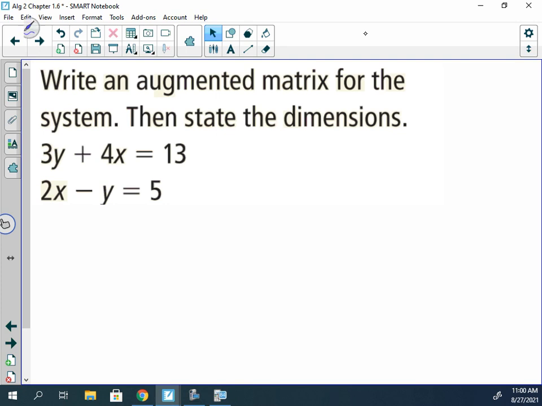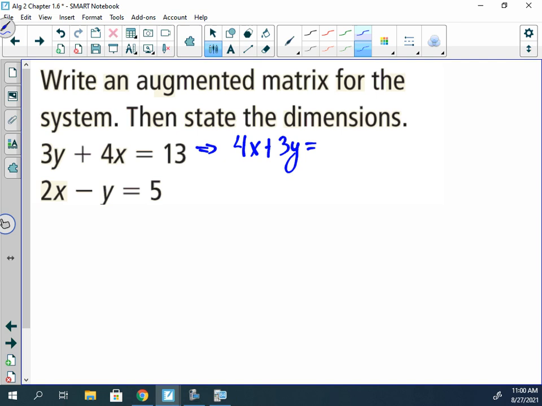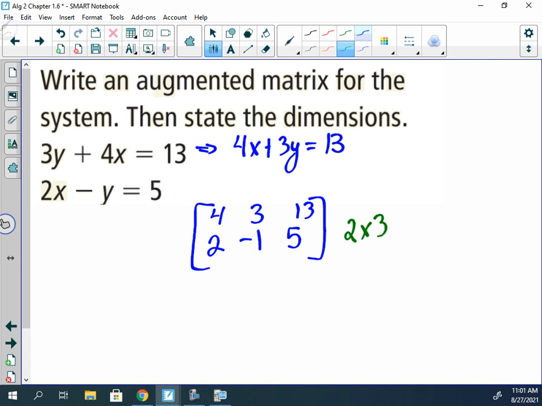Are the two equations written in standard form? The top one needs to be changed to what? Equals 13. Okay. Now they're both in standard form, so how would we write them? And then? Yep. What are our dimensions? 2 by 3. That is it.